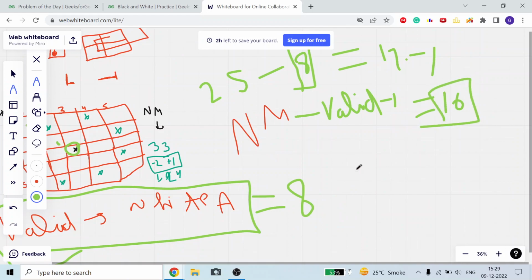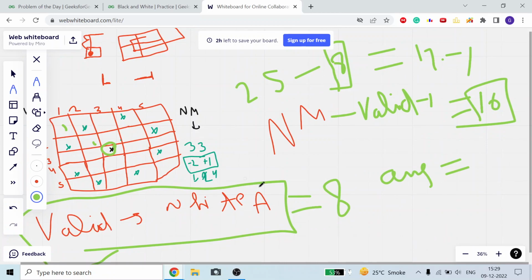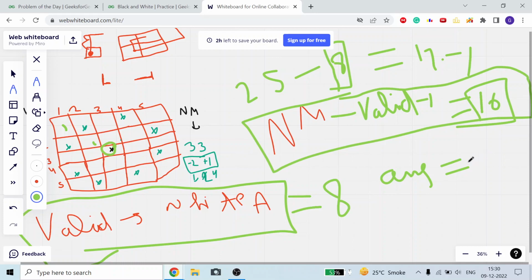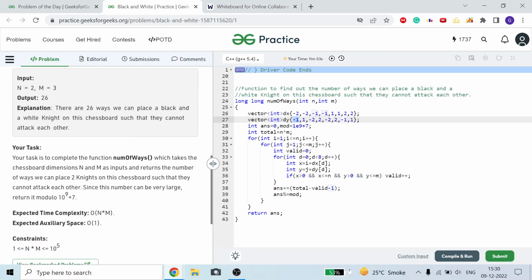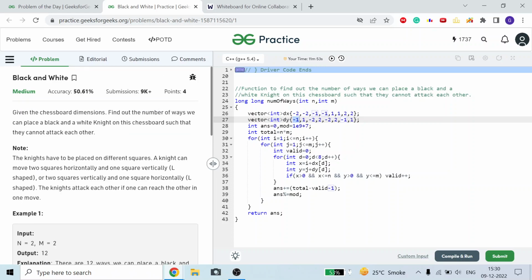And what I will do, I will take an answer variable. This is for a particular block. I will put the black cell here and count all valid cells, then find the number of possible cells in which I can put white, and do answer plus equals valid, and take mod. Why? Because I have to take mod as well. So here I will take answer, take mod. Now the total cells given to me is N into M. Now for i equal to 1 to n, and for j, for each of the possible cells, I will take valid equal to 0. Valid means the cells which are valid to attack.